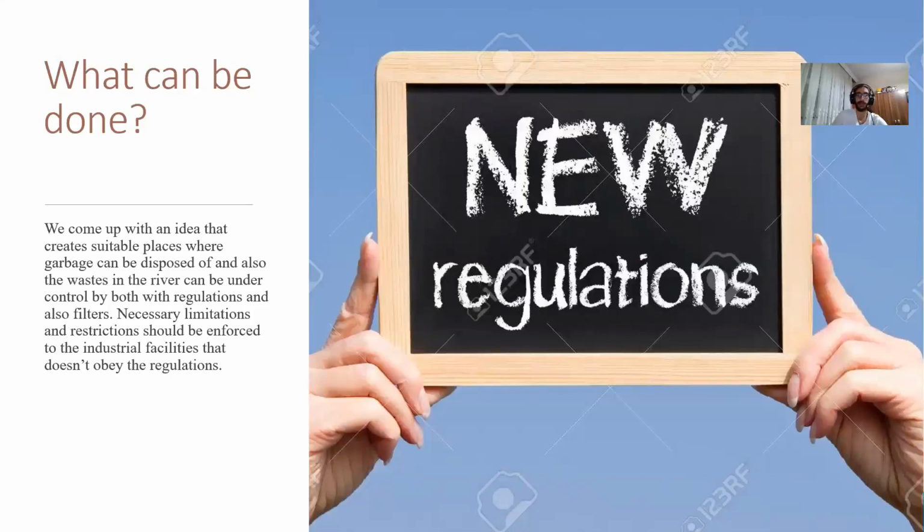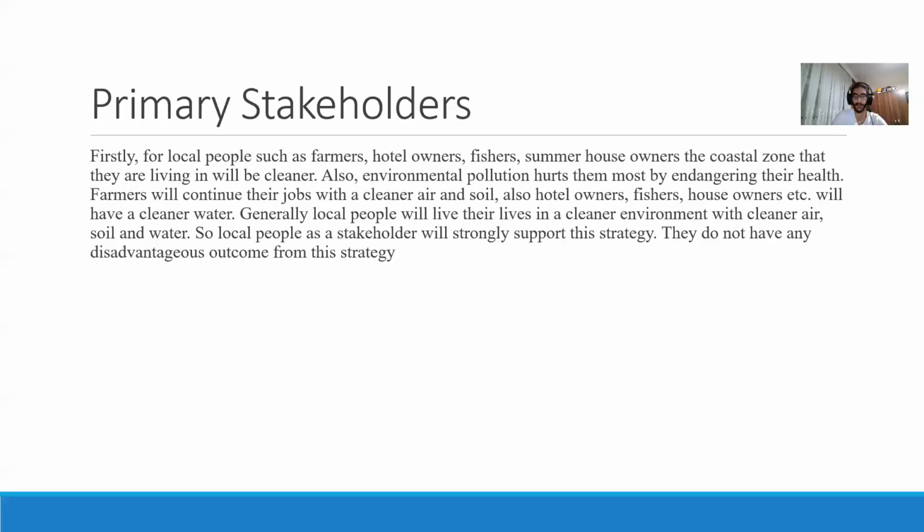So what can be done? What is our solution? We came up with an idea that creates suitable places where garbage can be disposed of, and also the waste in the river can be brought under control with both regulations and filters. If you look at our stakeholders, our primary stakeholders, like farmers, hotel owners, fishers, and summer house owners, the coastal zone that they are living in will be cleaner. So this is a big advantage.